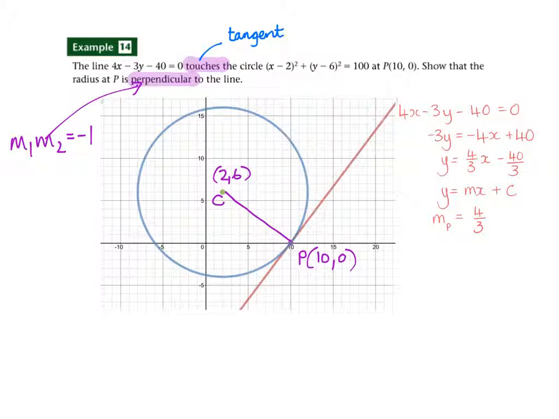Now if the line from C to P is perpendicular to the line, the tangent, then that means we're going to have m1 m2 equals minus 1. So let's work out the gradient of CP, which is y2 minus y1 divided by x2 minus x1.